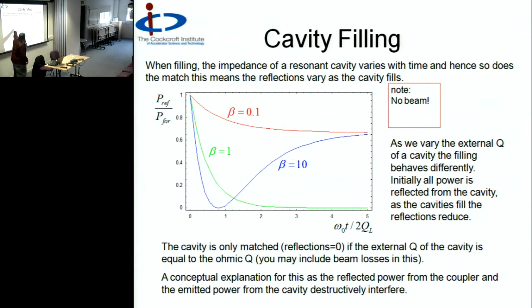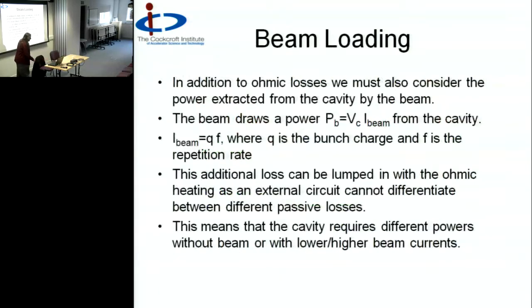So this is the filling behaviour you get for the different systems. And you can use this in testing to see if you're undercoupled or overcoupled. You measure the reflections and you know you've got a mismatch, but by filling it and looking at the reflections in time, if it does this, you're undercoupled. If it does that, you're overcoupled. So you can look at the reflections and see if it goes to zero or not, and it can tell you which side you're on.